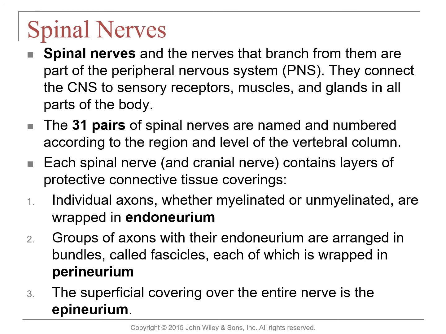Within the nerve, the axons are surrounded by their own connective tissue layer called the endoneurium, and it surrounds both myelinated and unmyelinated axons. Those axons with their endoneurium are then bundled together into fascicles. Each fascicle is surrounded by its own connective tissue layer called the perineurium. And then the fascicles are bundled together with blood vessels that supply the nerves and lymphatics to form the entire nerve, which is surrounded by the epineurium.